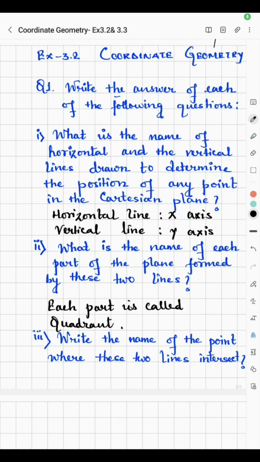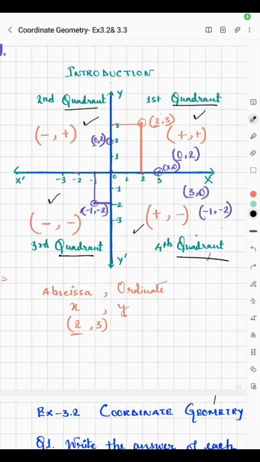Now in the third part we have, write the name of the point where these two lines intersect. Intersect means where two lines cut each other. See from the figure, these two lines intersect, meaning cut each other, over here. This is the intersecting point and this point is known as origin.